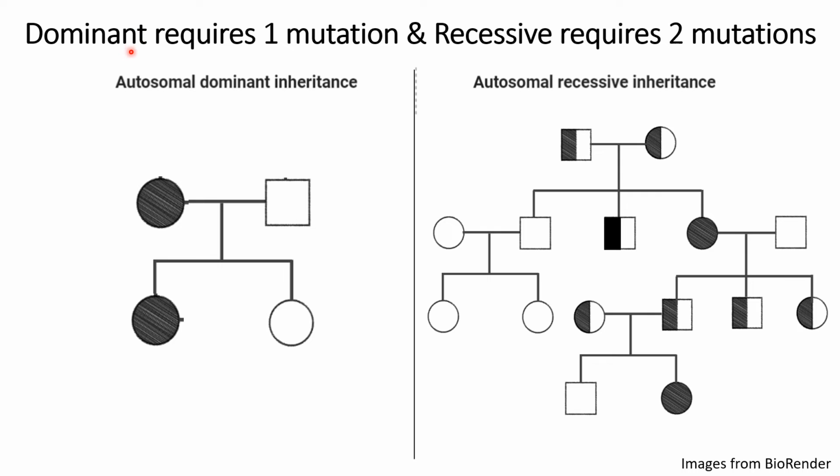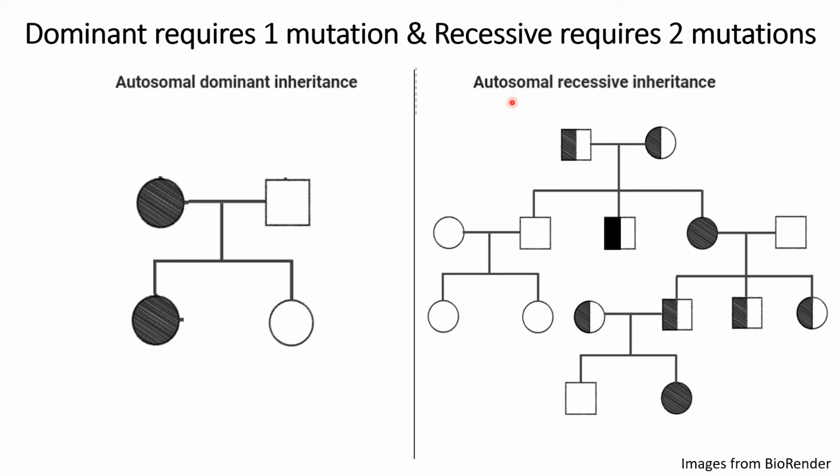So dominant requires one mutation, whereas recessive requires two. This pedigree here is very small and shows basically what happens. Every generation is affected. One person has Huntington's disease, the other does not. There's a 50% chance that the offspring will also have the disease. And since it's autosomal, it doesn't matter what the sex of the child is. It can affect them equally.